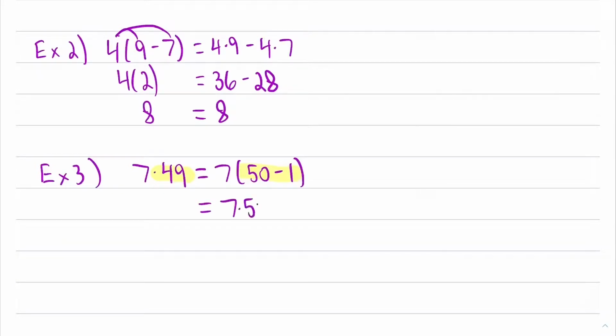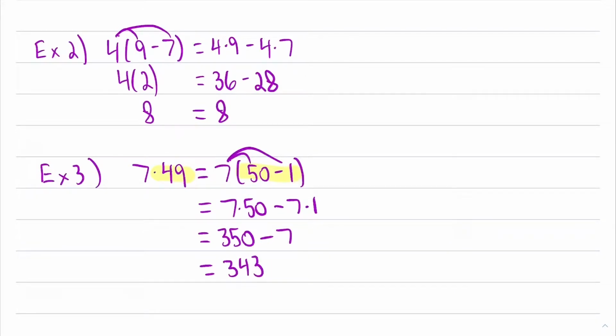7 times 50 is the first part. 7 times 1 is the second part. 7 times 50 is just like 7 times 5, which is 35. But then since there's that 0, we'll add the 0. 7 times 1 is 7. 350 minus 7 is 343.